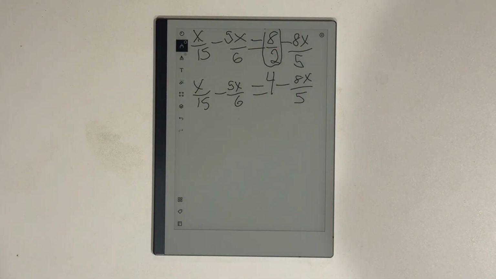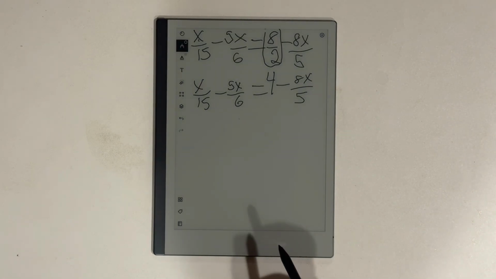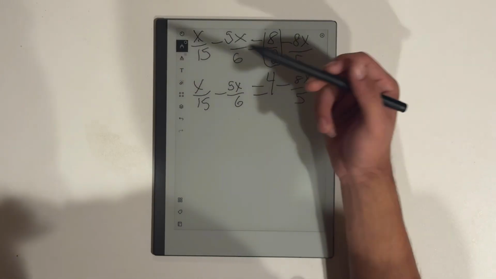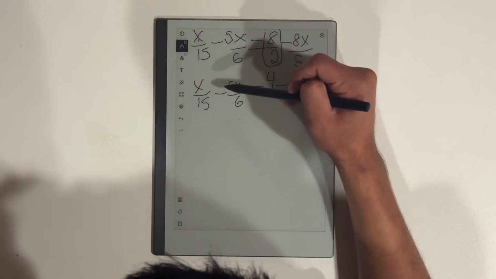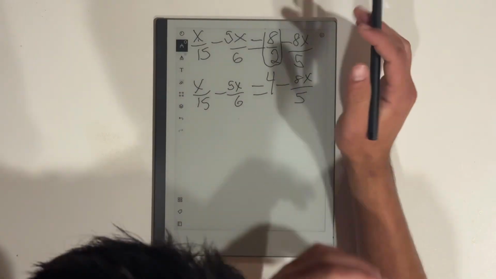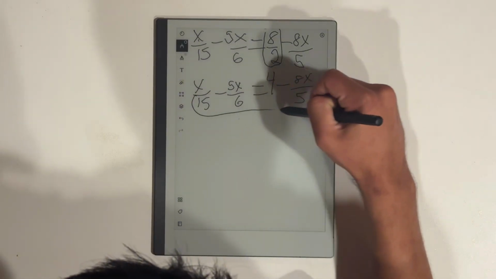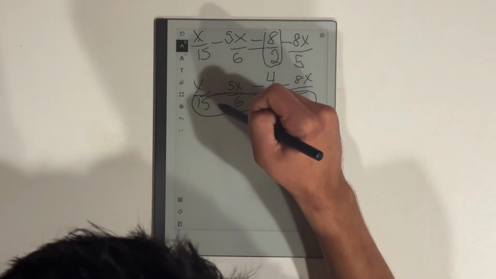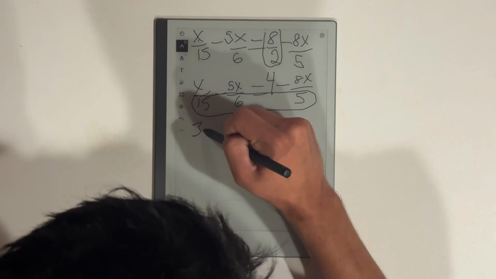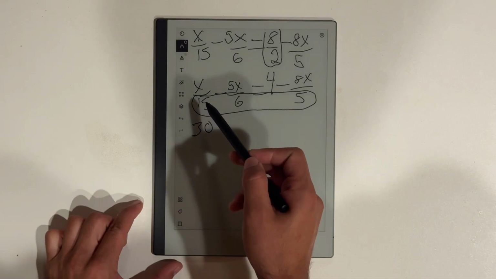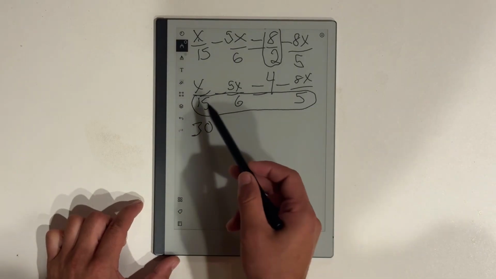So after you get that, you're going to want to find the least common denominator. The least common denominator is basically the least number that these denominators can go into, like the smallest number that all these numbers can go into. So for 15, 6, and 5, it's going to be 30. So what we're going to do, we're going to multiply 30 to both sides of the equation, so to each term.